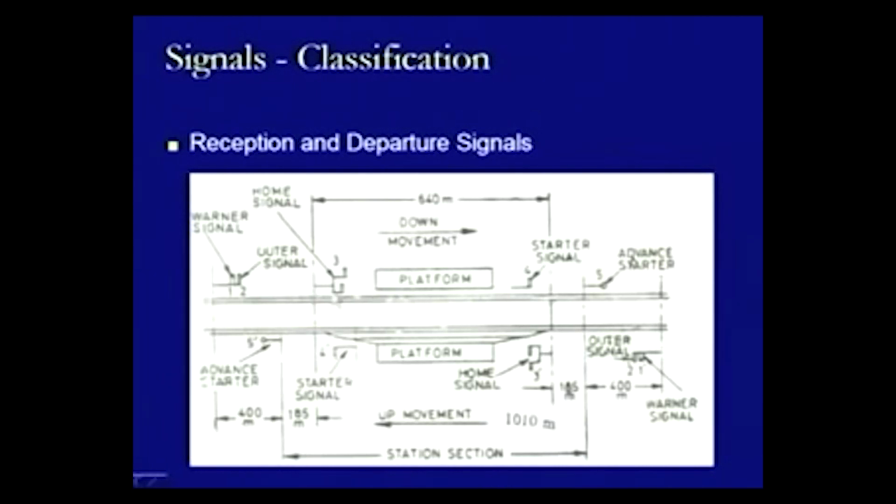So, that is the home signal, which is provided just before the platform starts, and at the same time, as we have discussed in the standards, it has to be around 180 meters before the forward direction of the points and switches. So, this is how they are located.